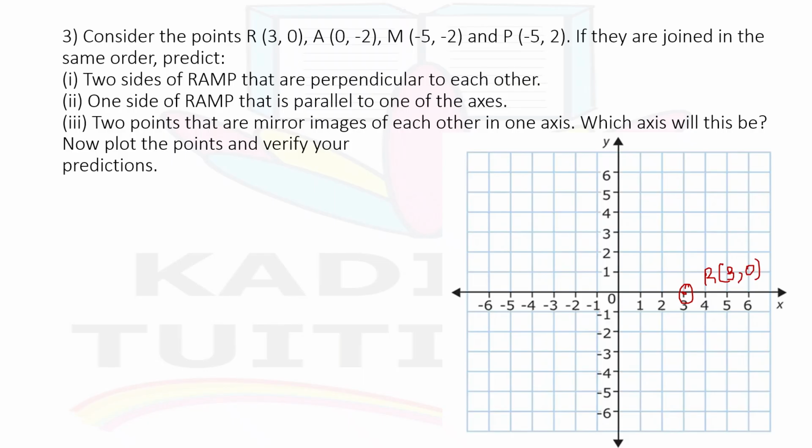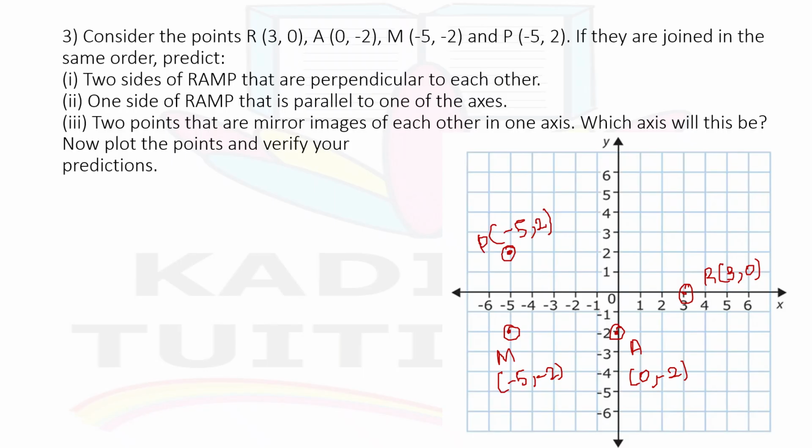And what about our second point? It is (0, -2). When your x coordinate is 0, then that particular point lies on the y-axis. So I can mark over here point A (0, -2). And what about our third point? (-5, -2). It will be lying in the third quadrant, over here. So the vertex is M, and the point is (-5, -2). And the fourth point is (-5, 2), the vertex is P, and the point is (-5, 2).